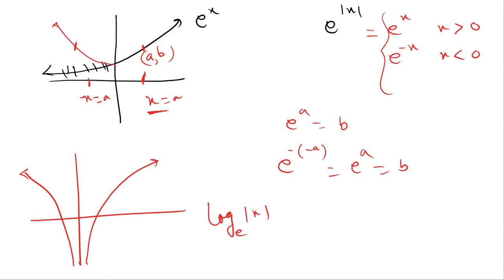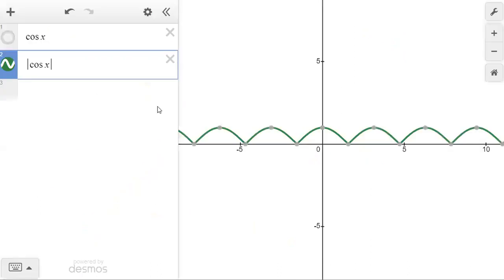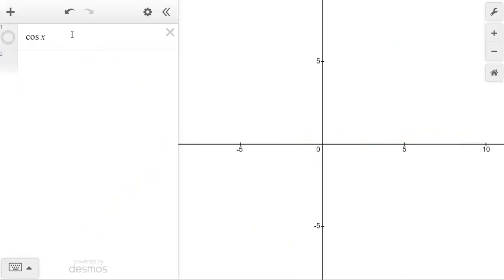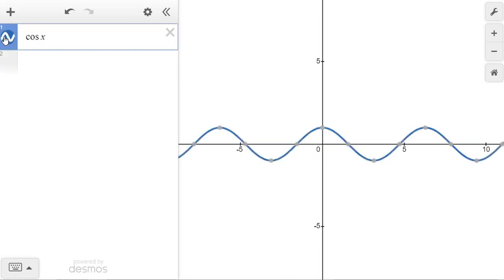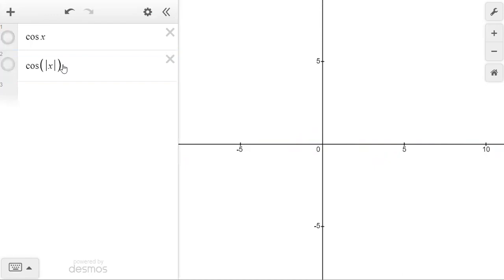Now I will go to Desmos to show you some other graphs also. This is the cos x graph, right? This is the graph of cos x. You won't see the changes. See, cos of mod x. Put some brackets here so that Desmos will understand. See, there is no change because the left part and right part are almost symmetric.